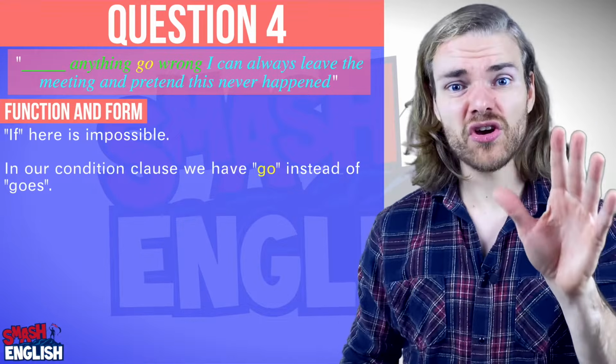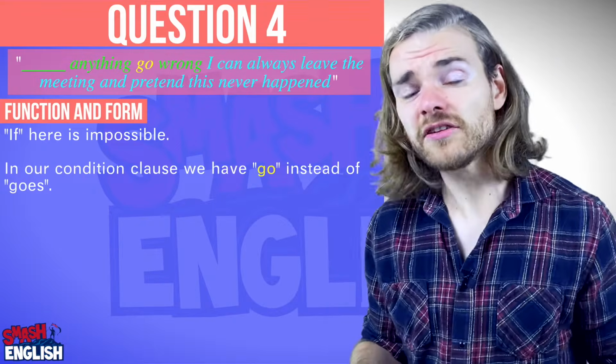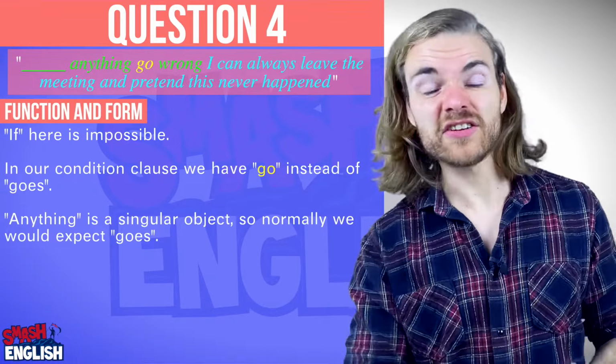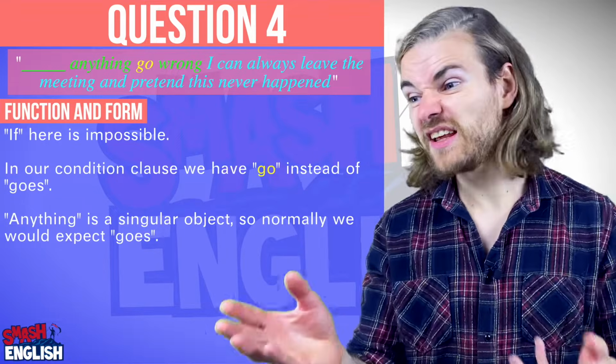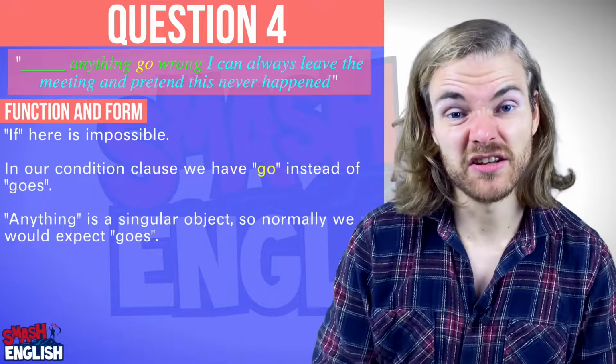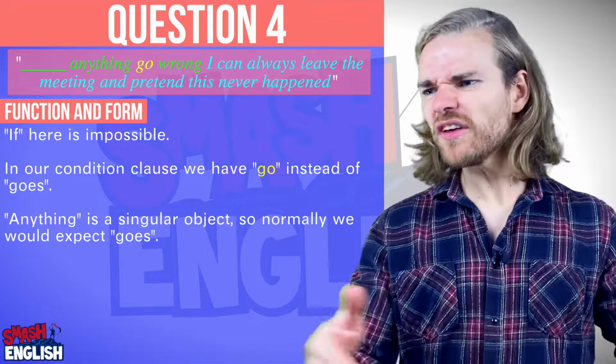and that is because in our condition clause we have the word go and not goes. Oh dear, that's a terrible thing. This is very strange because anything is a singular object, and normally after a singular object we need to use the third form, which usually entails adding an S to the end of a verb. However, here, that is not the case.